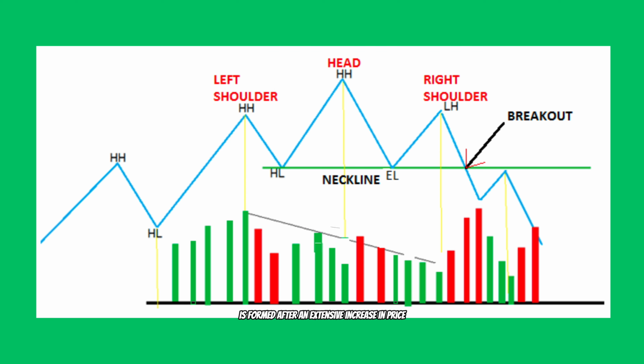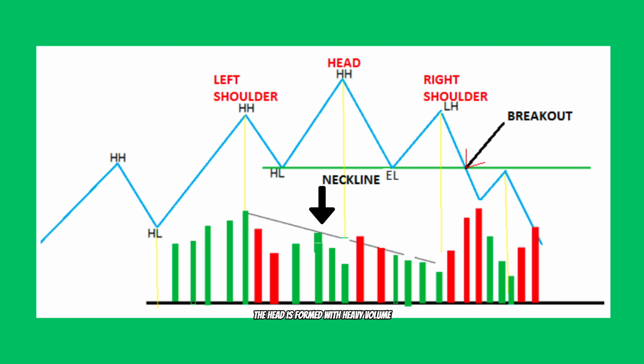The left shoulder is formed after an extensive increase in price, usually supported by high volume. This is the first peak of the ongoing uptrend. After making this peak, the price dips slightly, usually on lower volume, to complete the formation of the shoulder. This dip is the start of the neckline, and the head is about to form.